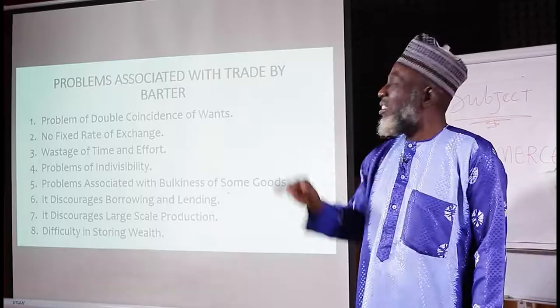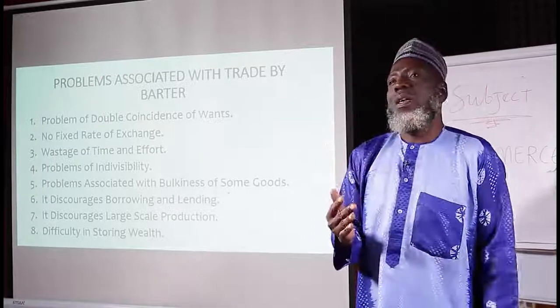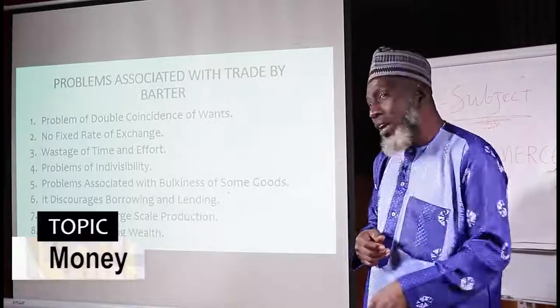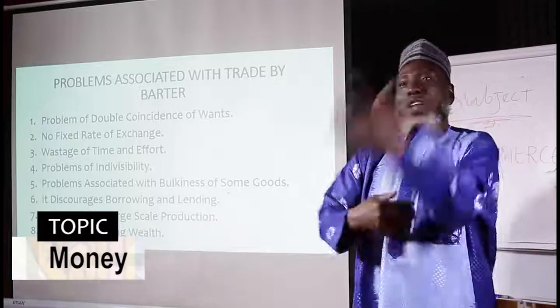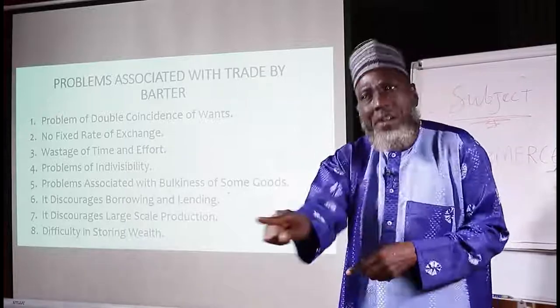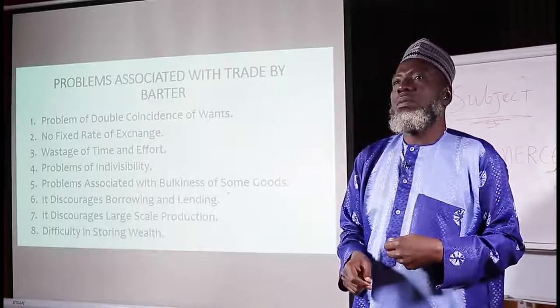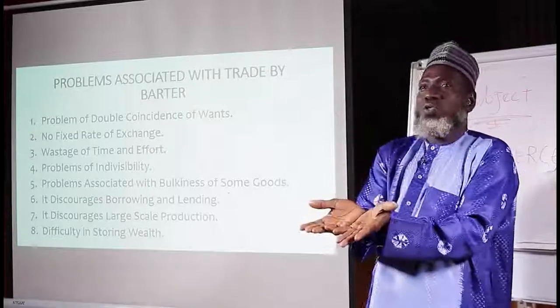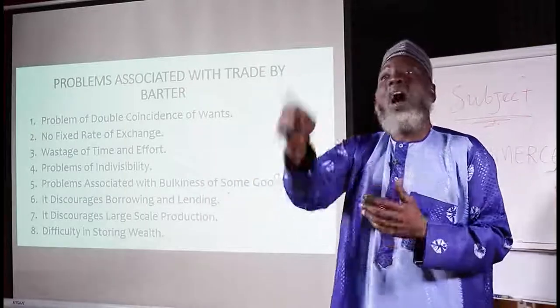Double coincidence of wants. This is a problem because what it means is, if you have rice and you are looking for beans, you must look for somebody who is looking for the rice that you have, that is ready to exchange his beans for the rice. So looking for somebody and getting the person that requires what you actually have is the problem. So this was a very big problem. You will see somebody moving from one place to another with goods that he has, looking for somebody that will have what he wants, and at the end of the day, he will move in vain, because you may get somebody with beans that you want, but the person with the beans may not like what you have, which is rice.